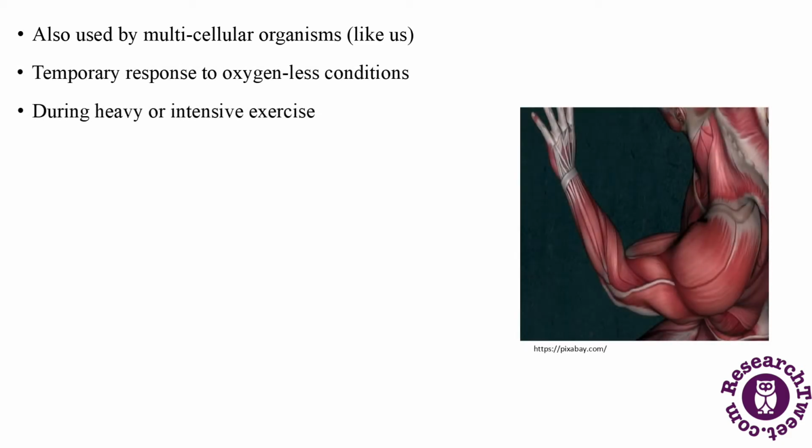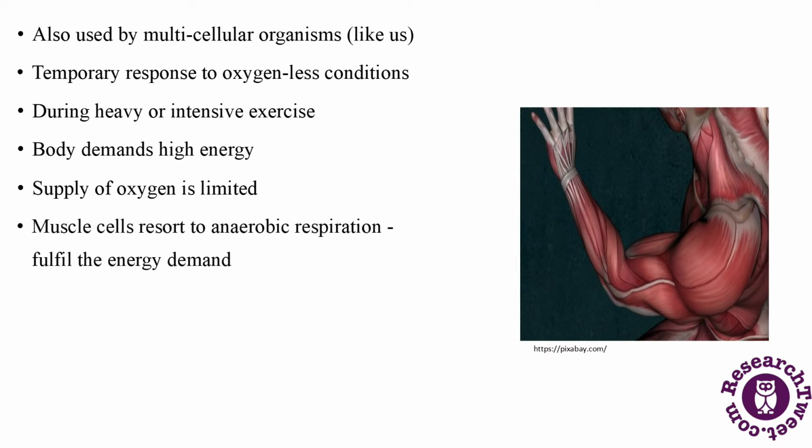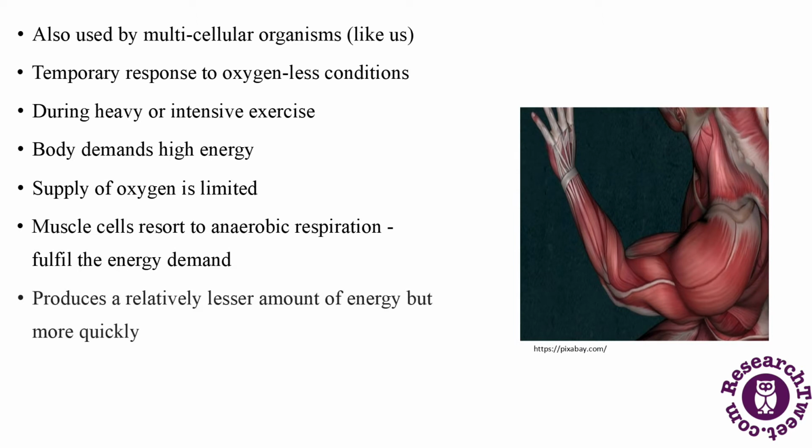During heavy or intensive exercise, such as running, sprinting, cycling, or weightlifting, our body demands high energy. As the supply of oxygen is limited, the muscle cells inside our body resort to anaerobic respiration to fulfill the energy demand. Anaerobic respiration produces a relatively lesser amount of energy as compared to aerobic respiration, but produces the energy more quickly.